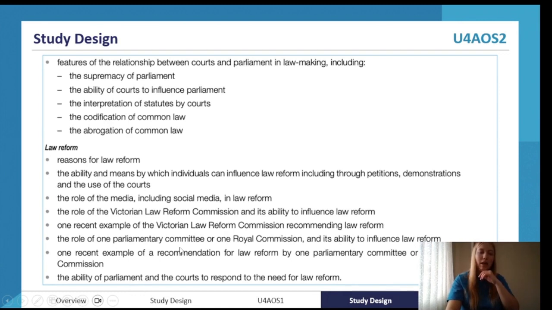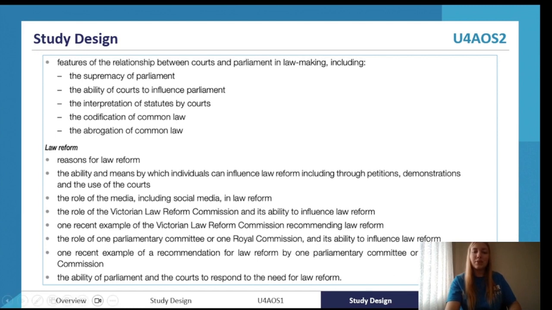Similarly, you need the role of one parliamentary committee or one royal commission, and this is where the study design allows you to choose whether you want to study roles of parliamentary committees or royal commissions. So you actually get to choose. I personally studied royal commissions, and I found it was more interesting to me than parliamentary committees. But it probably will depend on what your school has decided. I do know royal commissions to be a bit more common and popular.